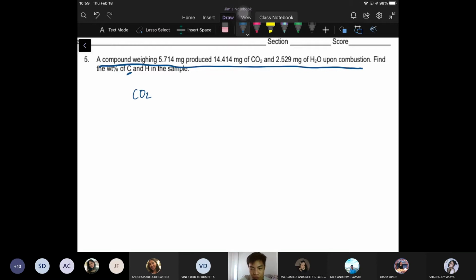Hindi ko na nasusulat yung buong sentence. Yung mass ng CO2, that will give you an idea about the mass of carbon. And yung mass ng carbon, pwede mo yan i-convert into percent carbon. Percent weight ng carbon. Okay. So, ganito yung typical step dito. And ito, paulit-ulit lang to. Okay. So, again, para malaman mo yung carbon, that is just mass of carbon dioxide, i-convert mo to mass of carbon. Then, once you get your mass of carbon, kunin mo na yung percent weight per carbon.